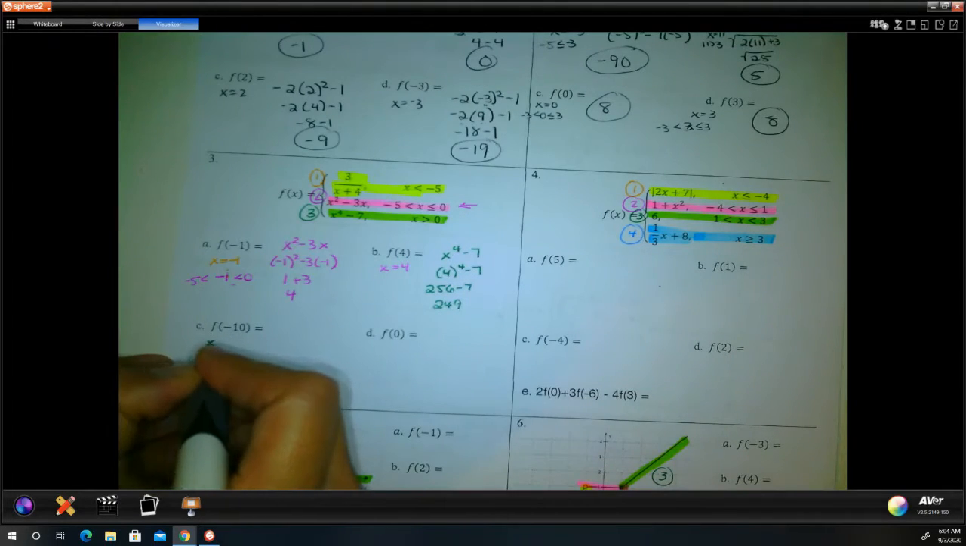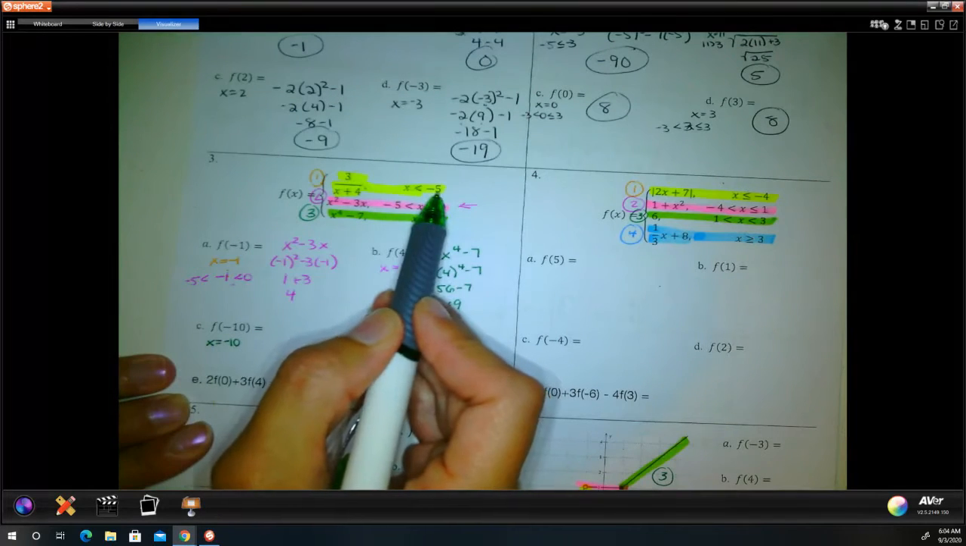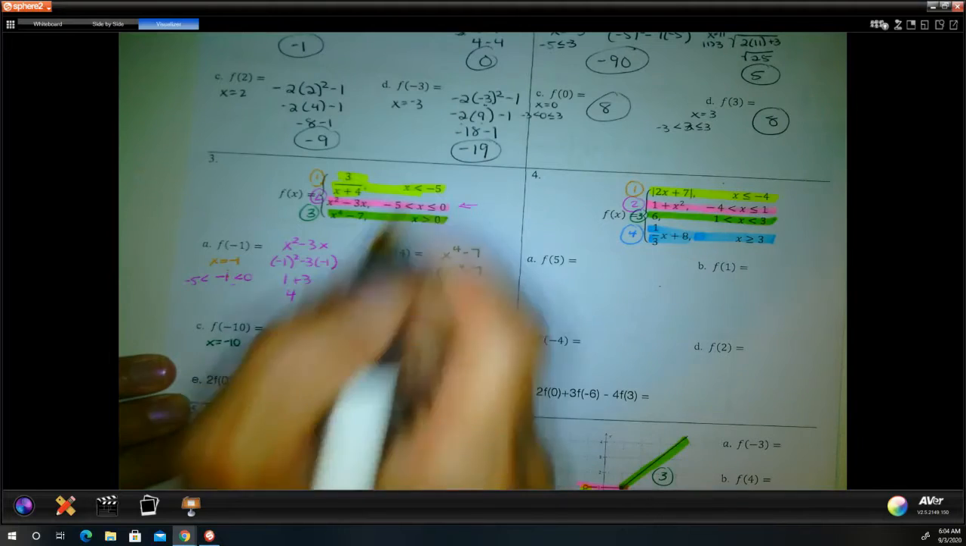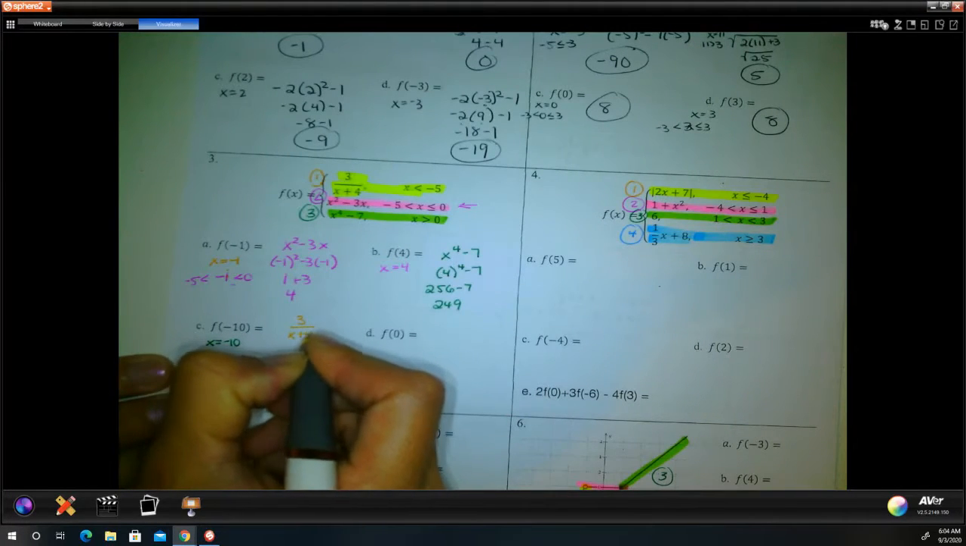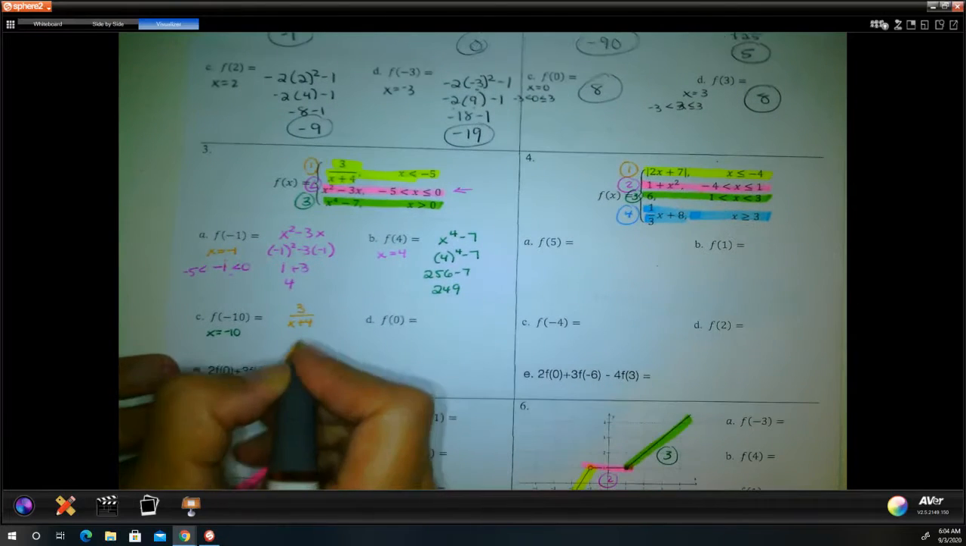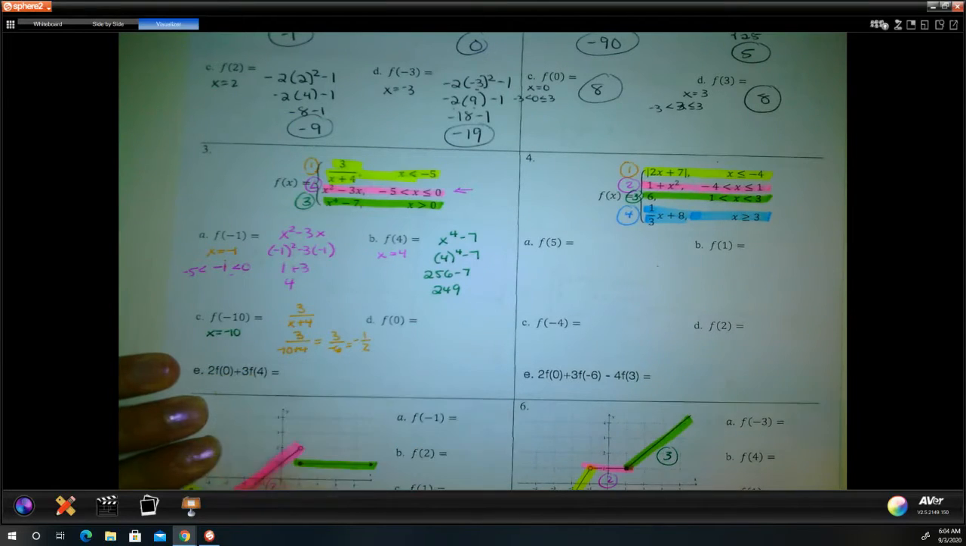Okay, x equals -10. Well, -10 is less than -5, so I'm going to grab this first piece. So 3 over x plus 4 is where I'm going to substitute this value in. 3 over -10 plus 4 gives me 3 over -6, which is -1/2.